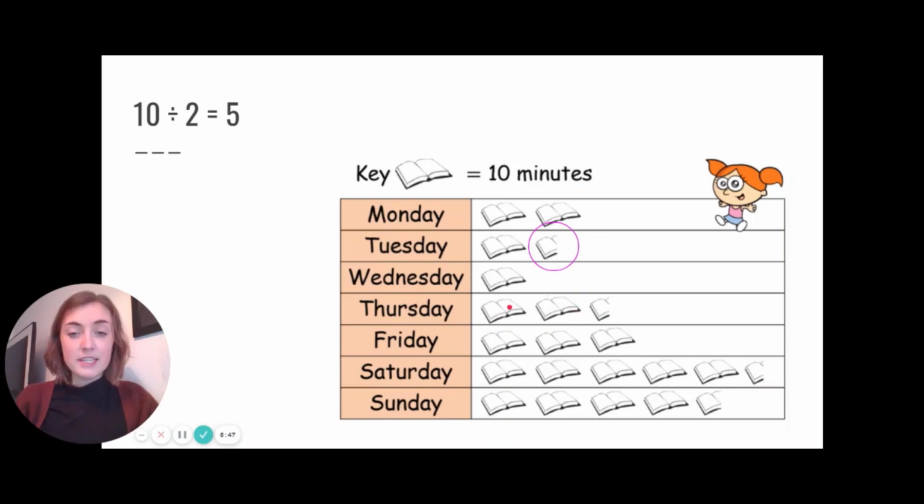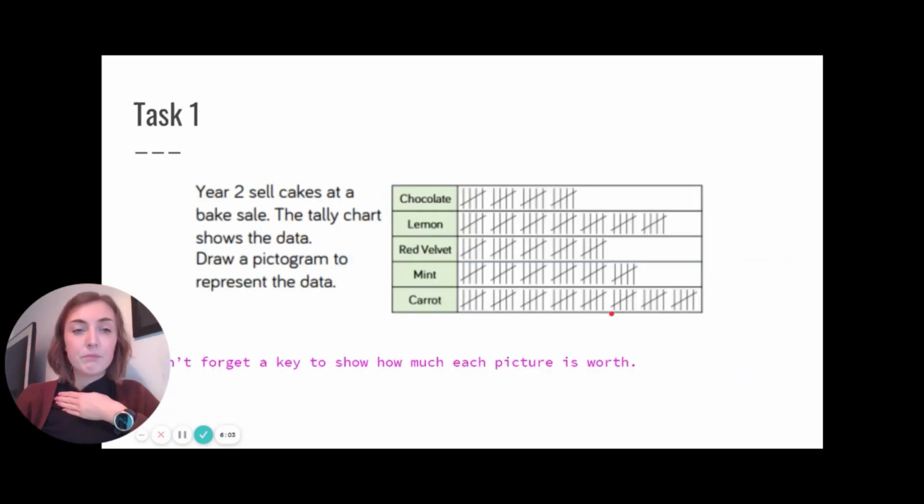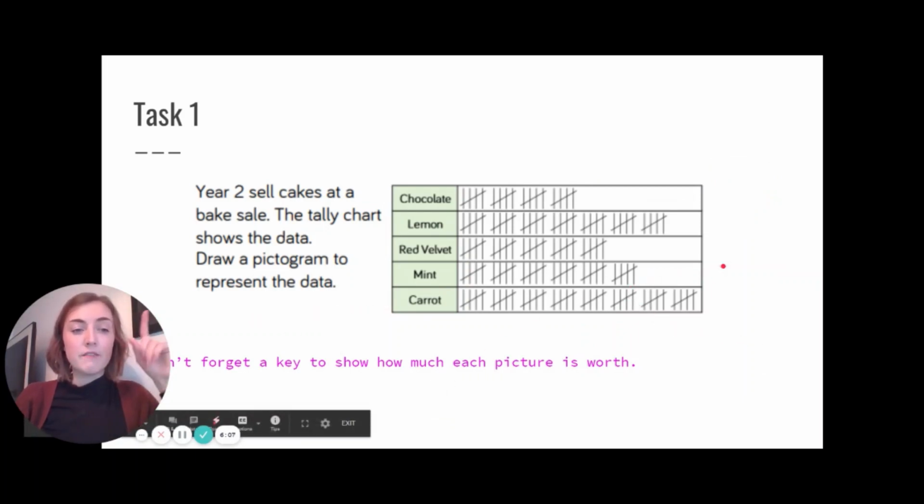That's right, she read 10, 20, and then half, so 5. 10, 25, 25 minutes. So you have to check, because sometimes in a key it won't tell you that when it's chopped in half, that means it's half the number. So thinking about that, as our first task, we're going to try and draw a pictogram for this tally chart.